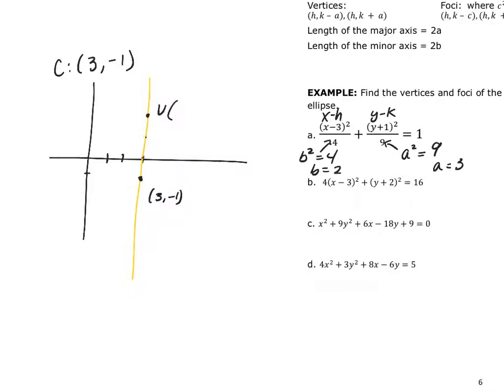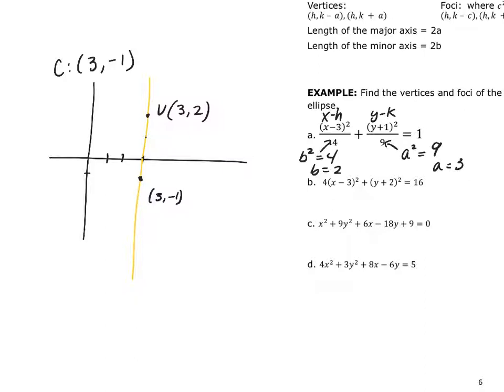And notice I didn't have to memorize anything. My x value didn't change, so my x value is still 3. And what I did was I just added 3 to that negative 1, so I end up at 3 comma 2. Notice I'm not memorizing anything. I don't want to memorize anything. I got other stuff I have to memorize.